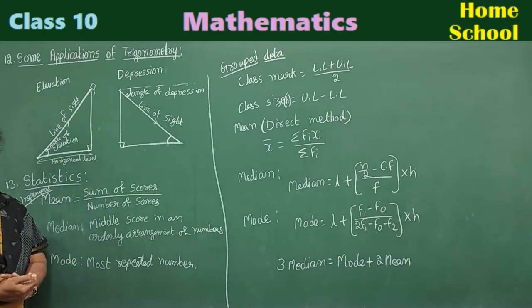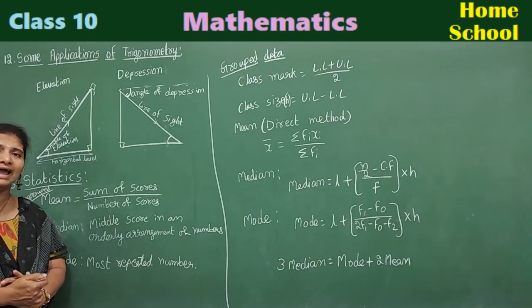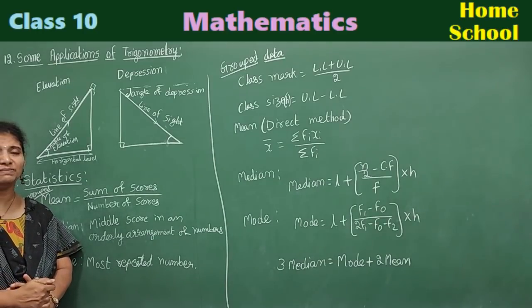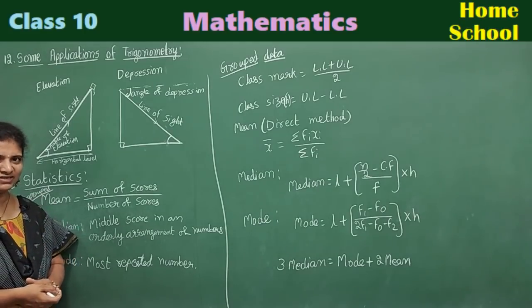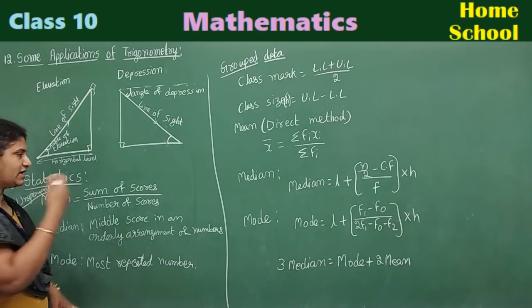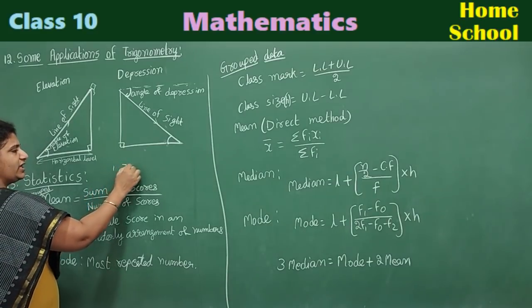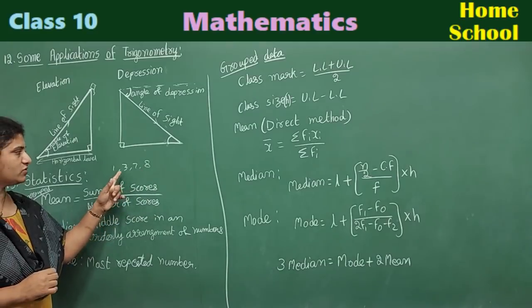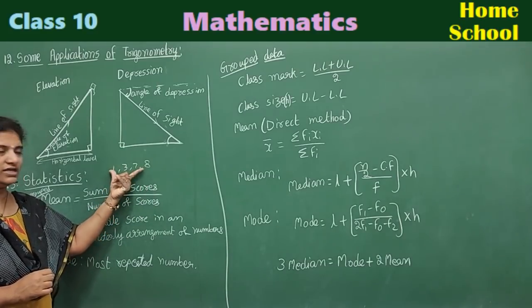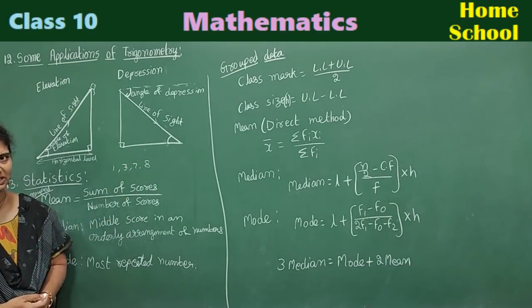Mean, median, mode. From your earlier classes, you have learned mean. What is mean? Sum of the scores divided by the number of scores. Suppose some numbers are given: 1, 3, 7, 8. Sum up all these. How many scores do you have? 4. Add all this and divide by 4, and that will give you the mean.